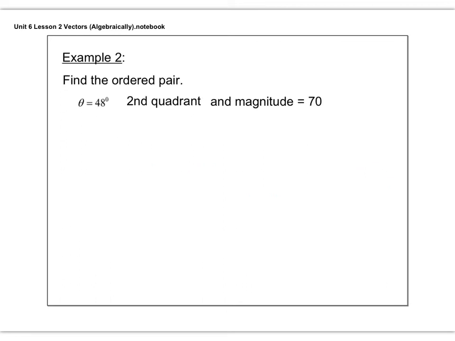Let's try one. Find the ordered pair. So theta is 48 degrees in the second quadrant, and the magnitude is 70. I always like to start by drawing out a sketch. So remember, this is quadrant 1, this is quadrant 2, this is quadrant 3, this is quadrant 4 on a coordinate plane. And so we're going to be 48 degrees into that quadrant. You always measure from the horizontal. So I'm going to draw in right here. This is the 48 degrees from the horizontal. The magnitude is 70. 70 would go on the vector.